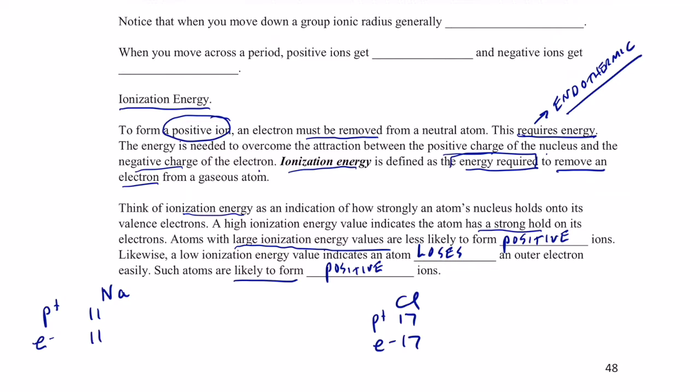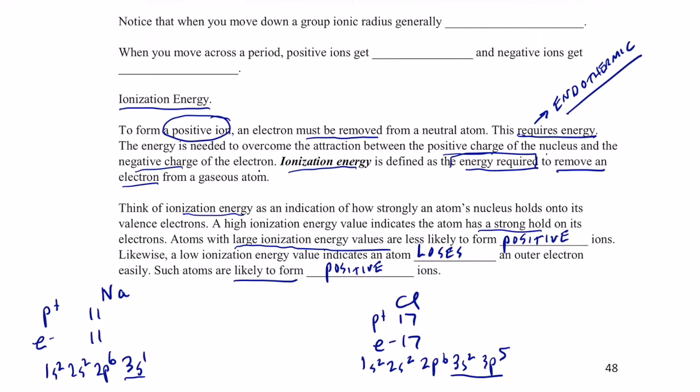Let's write down the electron configuration for both of these. Sodium is 1s2, 2s2, 2p6, 3s1. Chlorine is 1s2, 2s2, 2p6, 3s2, 3p5. So, it looks like they both have electrons in the third energy level, right?